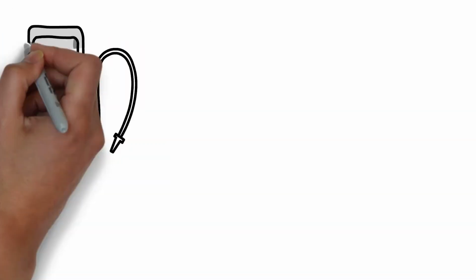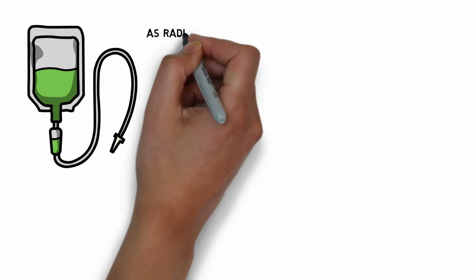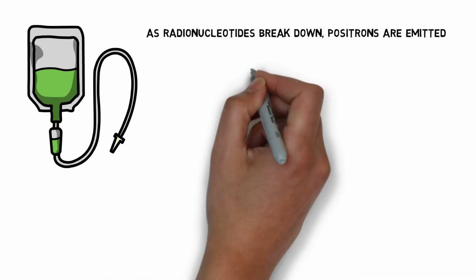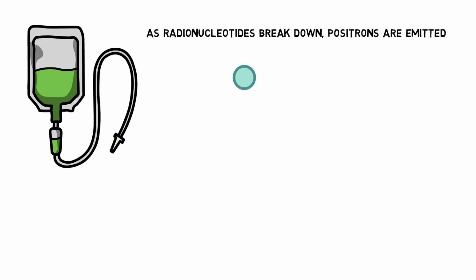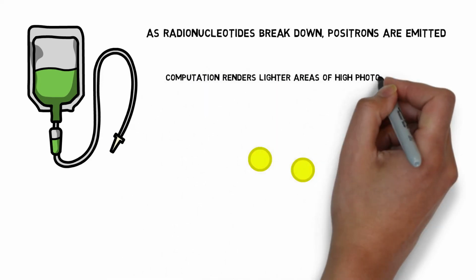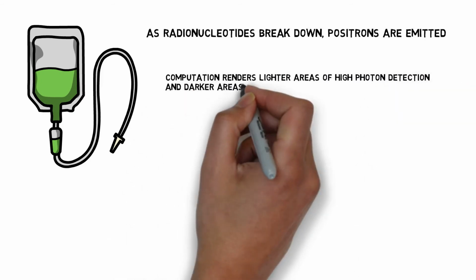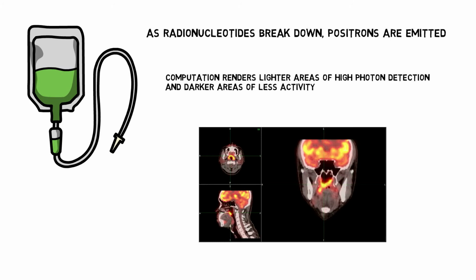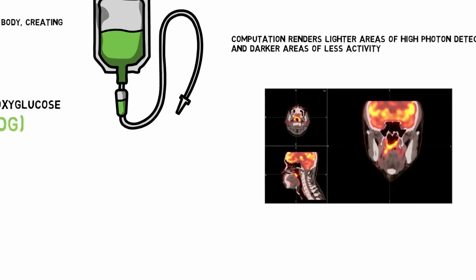Essentially, the tags are inserted intravenously, and as the radionucleotides break down, positrons are emitted. Positrons have about the same mass as an electron, but contain an opposite charge. When positrons interact with electrons, annihilation occurs, resulting in the release of 2 photons. Computation is then used to take the locations that give off the most photons and make them brighter, while less active areas stay darker. Maps are then generated over the tissue in question to show the different function levels.